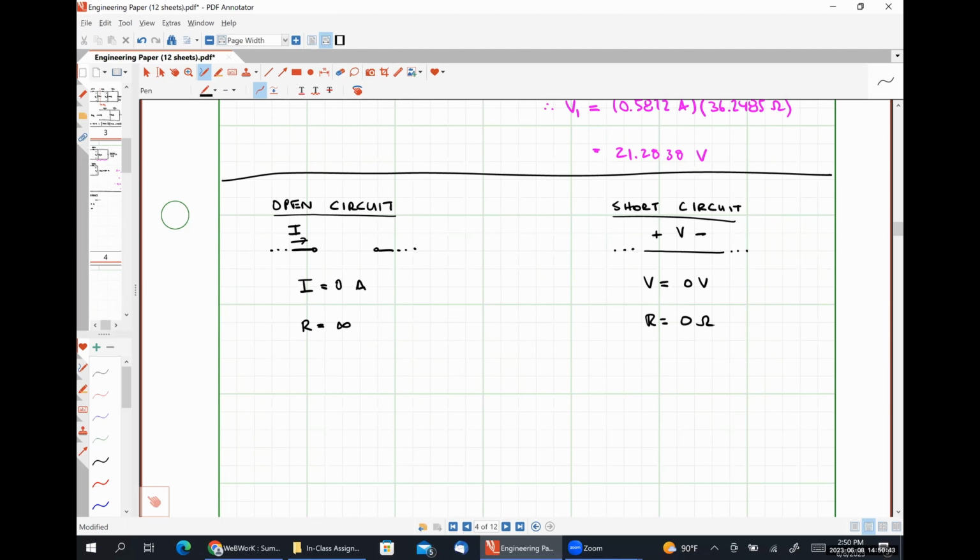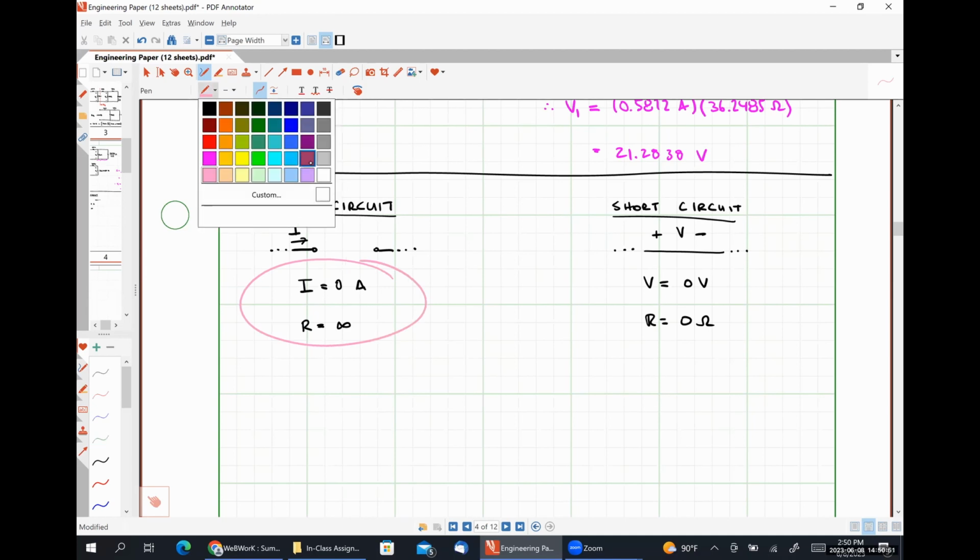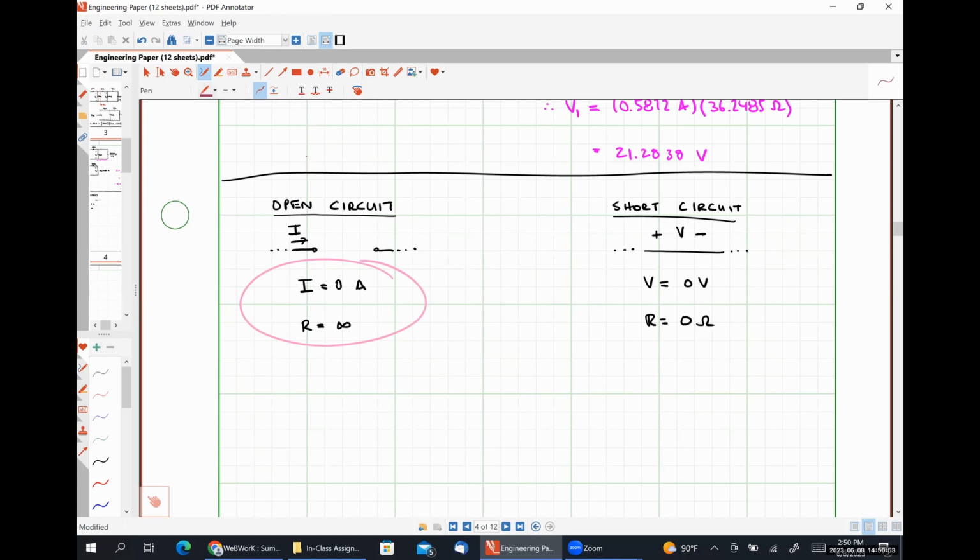So anytime you're asked anything about a short circuit, these are the parameters that you're expected to use.